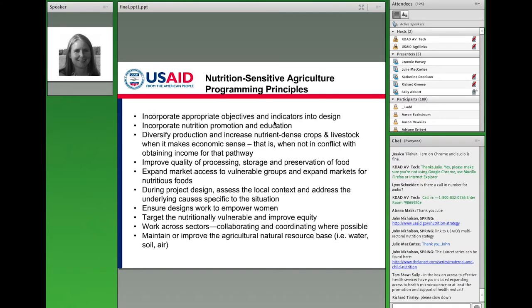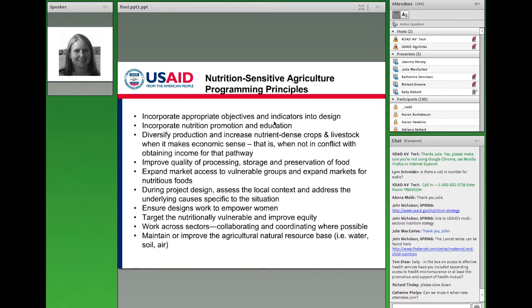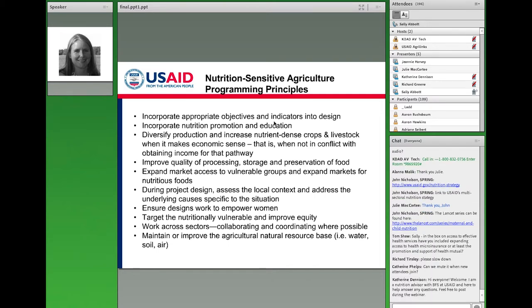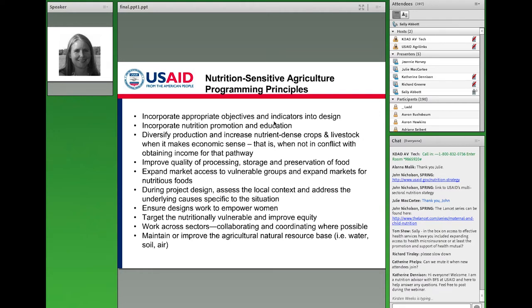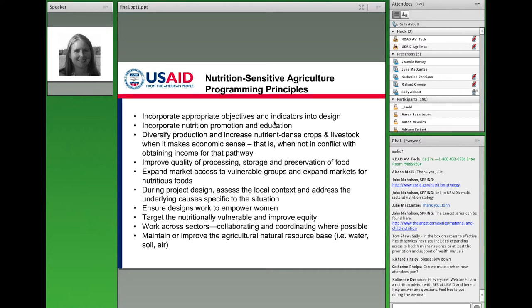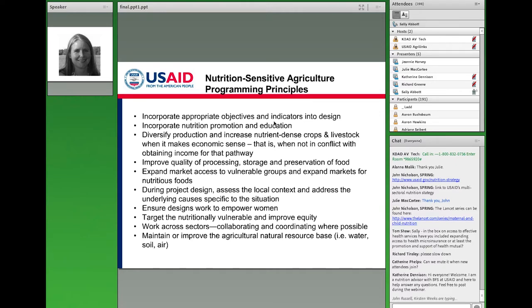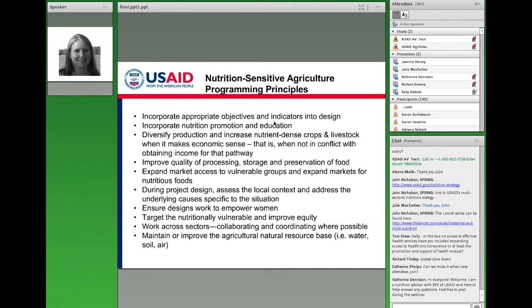We've done a number of things on looking at how we can address nutrition in agriculture. And this is a set of programming principles that I think was originally developed by Emory, and our SPRING project looked at with us, and I've adapted them just slightly here. We're looking at making sure we incorporate explicit objectives and indicators in the design process, incorporating nutrition promotion and education, diversifying production and increasing nutrient-dense crops and livestock when it makes economic sense to do so. We're looking at improving the quality of processing, storage, and preservation of food. We're looking at expanding market access to vulnerable groups and expanding markets for nutritious foods.